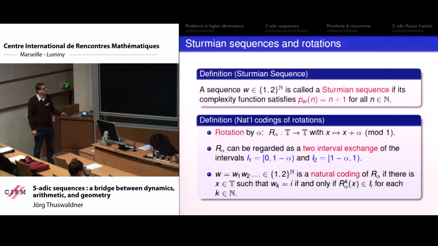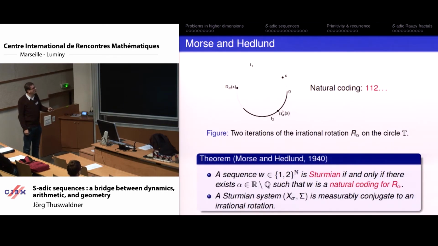At first glance, those two have in common that they are both words, or right infinite sequences, over two letters. And the nice thing is that one can show that those two are the same. They produce the same set of sequences. This is the theorem of Morse and Hedlund. So I put it here again.